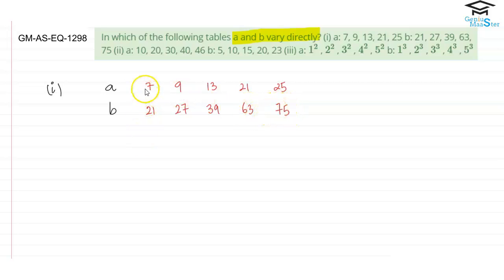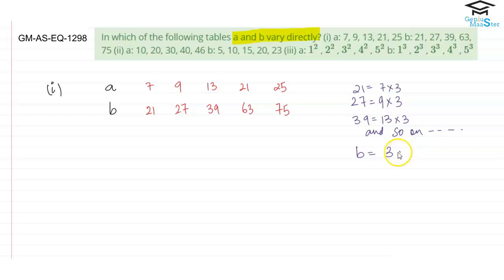So if we see the relation between B and A, 21 here equals 7 into 3, 27 here equals 9 into 3, 39 equals 13 into 3, and so on. So we can say that B equals 3 into A.